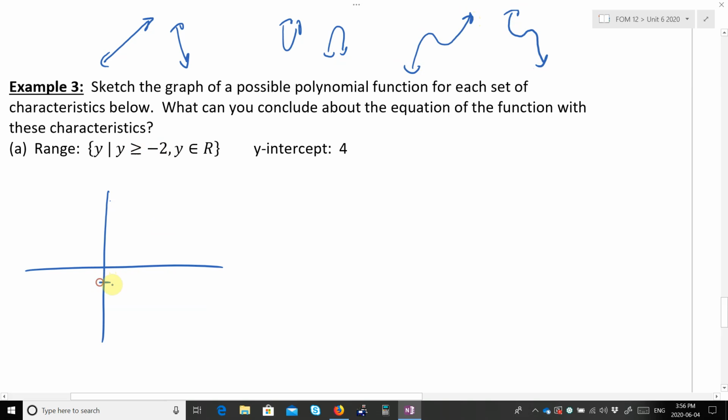Y has to be greater than or equal to -2, so that's the lowest point, and we have to have a y-intercept of 4. So it must be something like this. Okay, or it could have been on the other side of the y-axis.